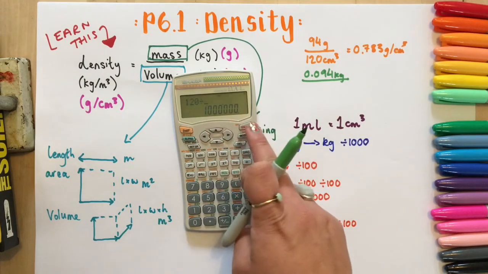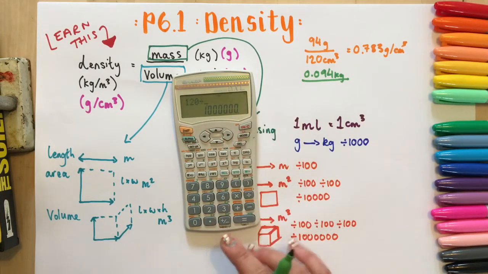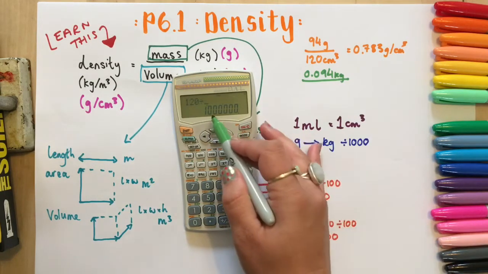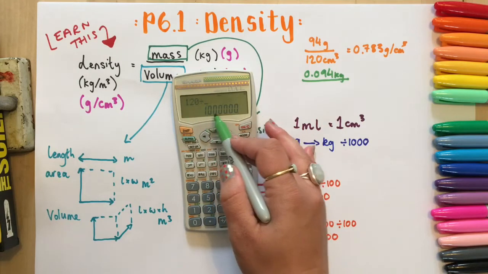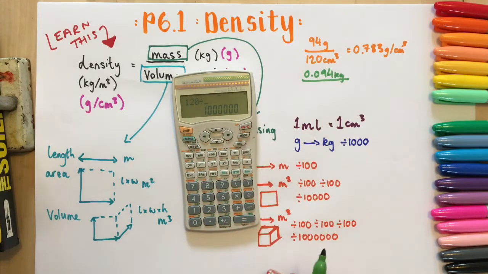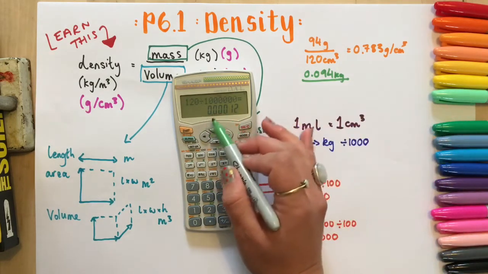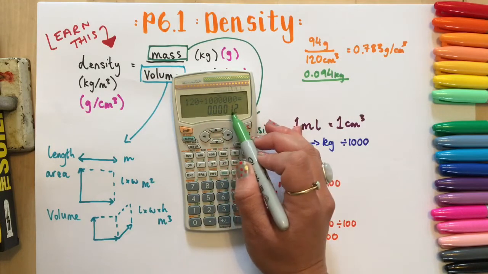Now you might be able to put this into standard form already, so 1 times 10 to the power of 6. That's fine if you can do that. If you can't, or you're not confident with it just yet, stick with the zeros, but make sure you're really careful with how you're putting them in. Make sure you're not missing any of the zeros. So here I have 0.00012.